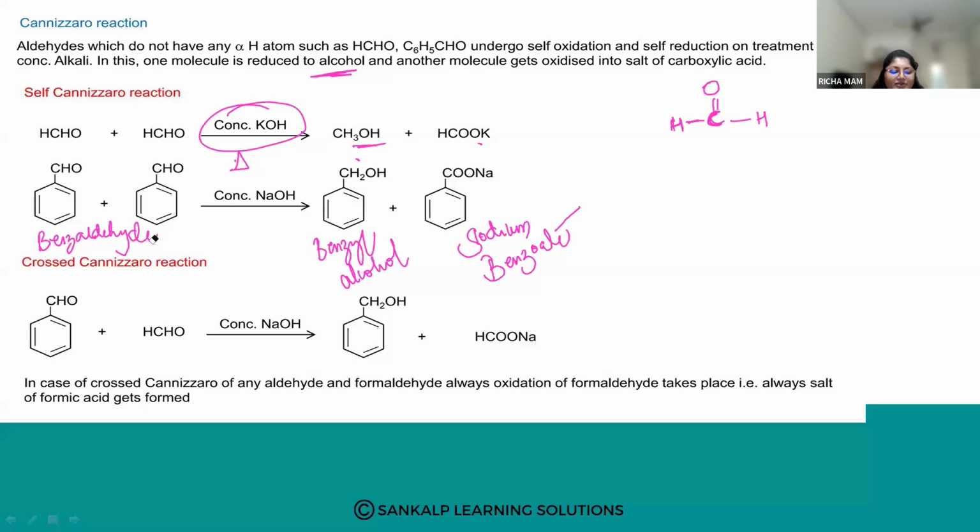So what is happening here? We are treating it with a strong alkali, so oxidation takes place. Understood? So oxygen is added, and hydrogen is removed.